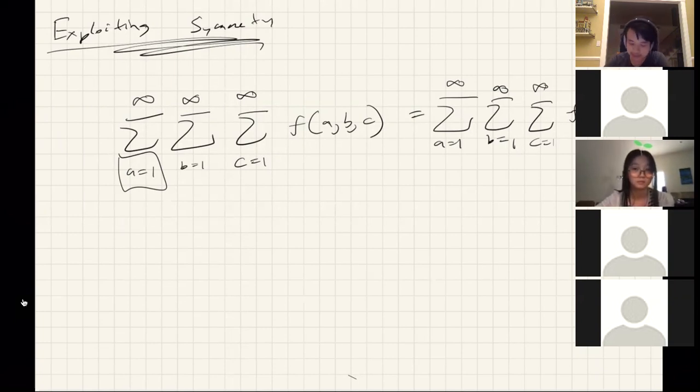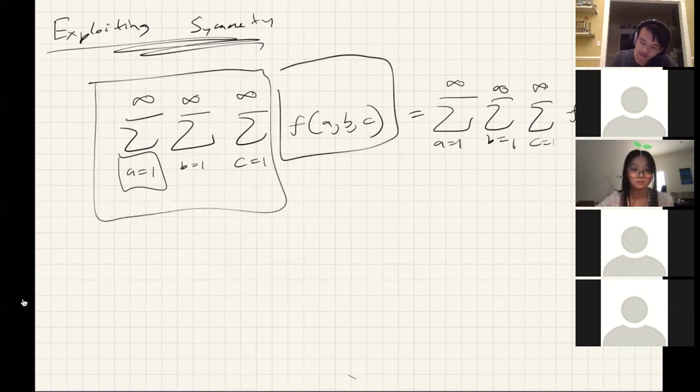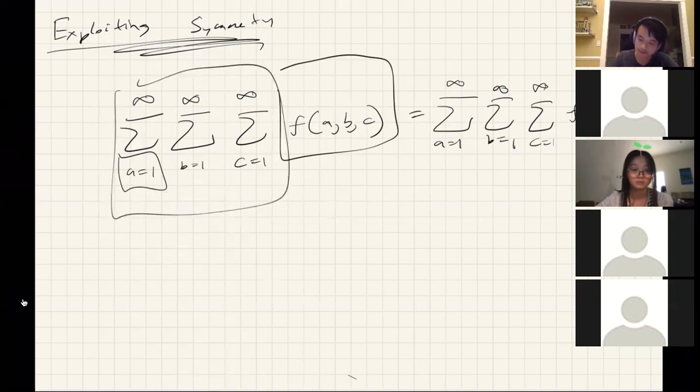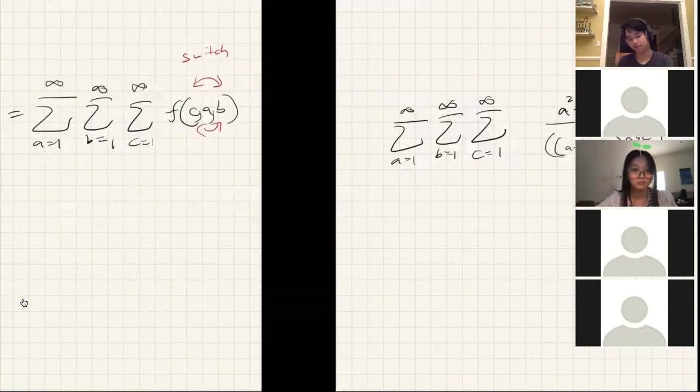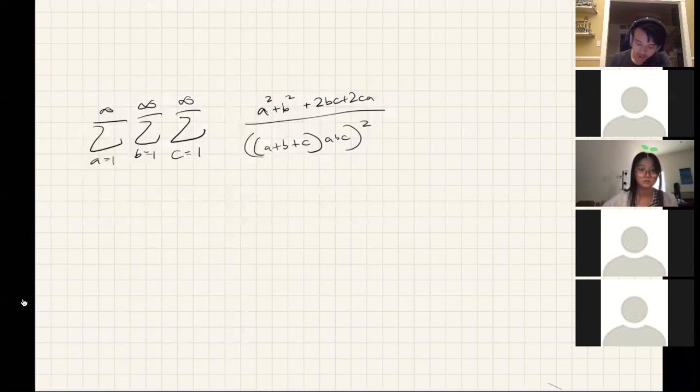So f of A, B, and C does not have to be a symmetrical function, but as long as A, B, and C are summed over the same quantities, we can switch the order of the variables, and then the sum will evaluate to the same result. So let's take a look at an example, okay?